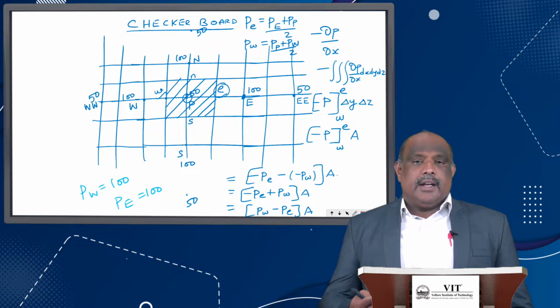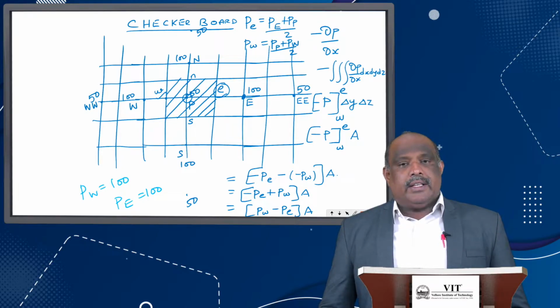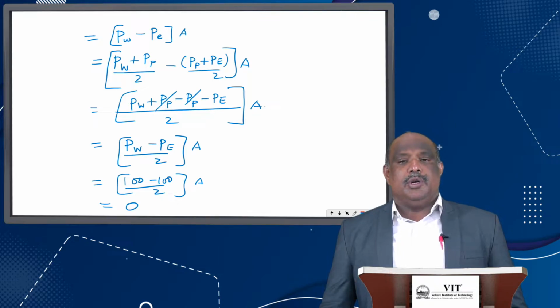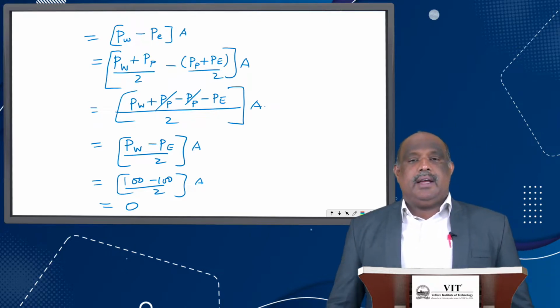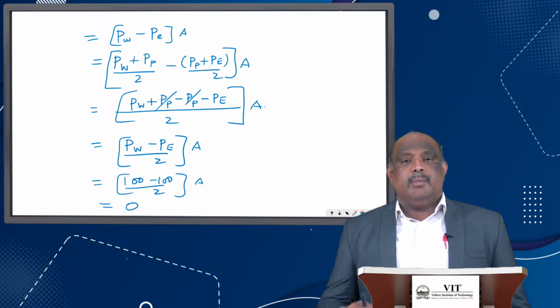Let us take a case like this and try to derive the value of minus dou P by dou x, which exists in the u momentum equation. We found this value is going to be 0, and hence it is not able to capture the real physics. Here the value should be either minus 50 or plus 50, but we are getting a 0 value, which is not able to capture the real physics. So how do we overcome this?